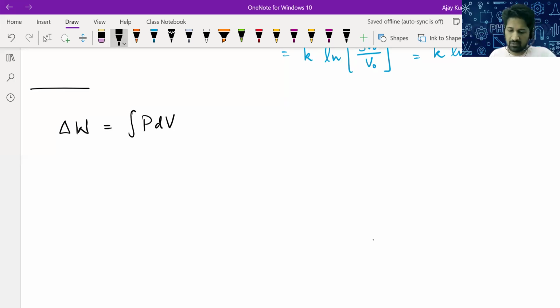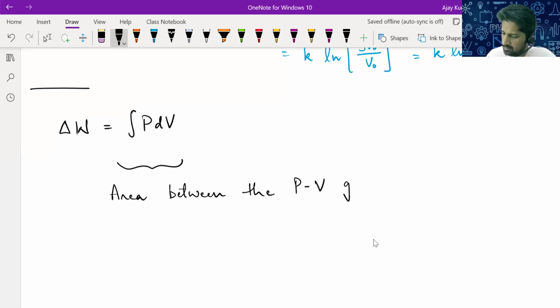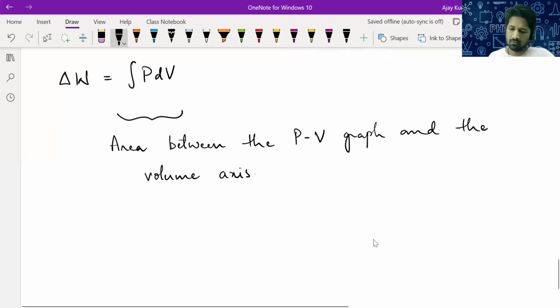Now here we are integrating pressure with respect to volume, no? So work done by a gas can be calculated as area between the PV graph, pressure volume graph, and the volume axis. Okay, what do I mean by this? Just a moment. Consider a graph like this.